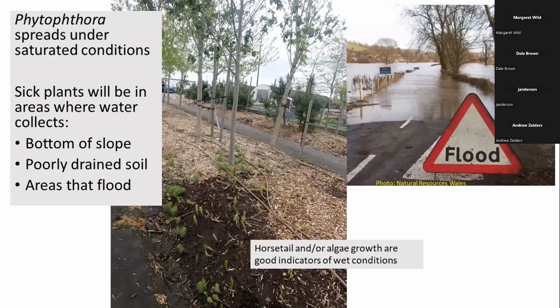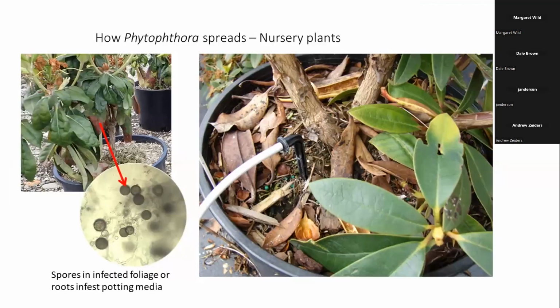Oh, okay. Yeah, and so Phytophthora, like I said, it needs water. So you can look for symptoms in areas that flood, because water moves downhill, at the bottom of a slope. This is a nursery where you can see horsetail. That's indicative of wet soil. So that's where to look for it. Like I said, it spreads in nursery plants. The spores can infest the soil and then spread through the water.